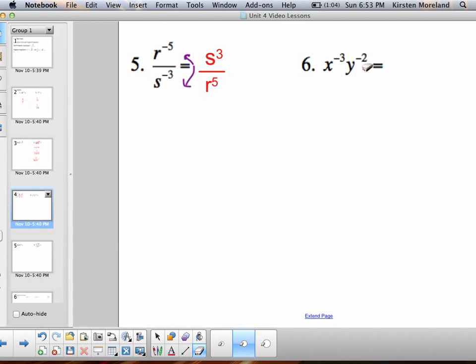Notice that x and y both have a negative exponent, so I'm going to put 1 over. On the bottom, I'm going to get x cubed and y squared. Notice the exponents are now positive because I moved them to the bottom.